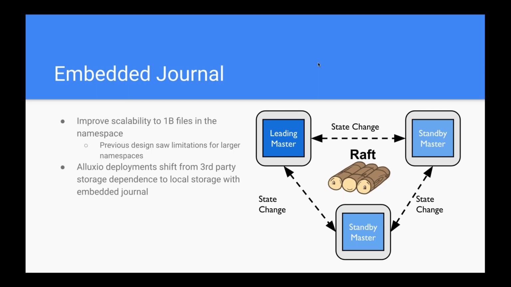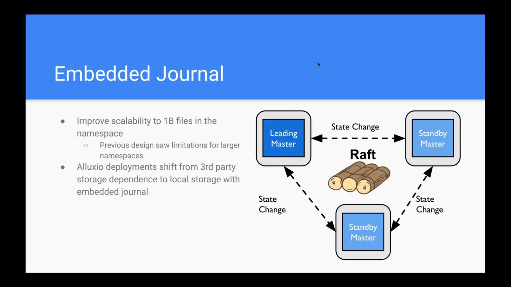So we took a very close look at the internal algorithm, and we've actually replaced parts of the underlying library that we use to implement the Raft protocol. And now we've validated that the newer algorithm and libraries is able to support up to about 1 billion files when using the embedded journal.